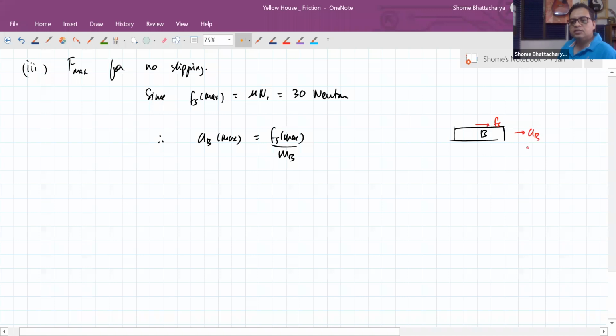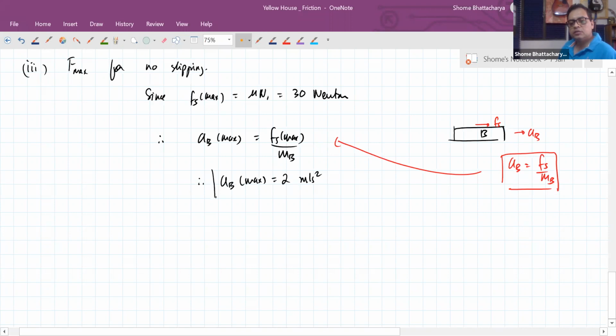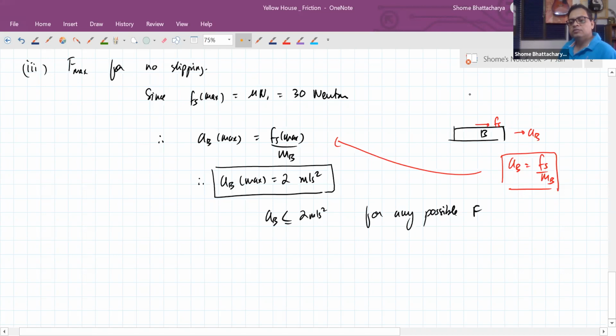So the acceleration of B in general is static friction divided by mass of B, assuming no slipping. Okay. So this tells us that it can have a maximum acceleration of only 2 meters per second square. Whatever value of F we apply, acceleration of B can never exceed 2 meters per second square for any possible force that we are applying on A.